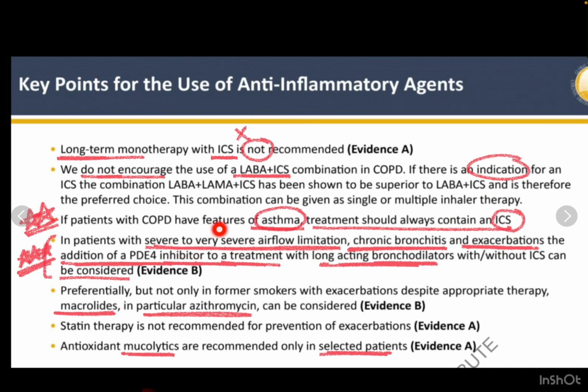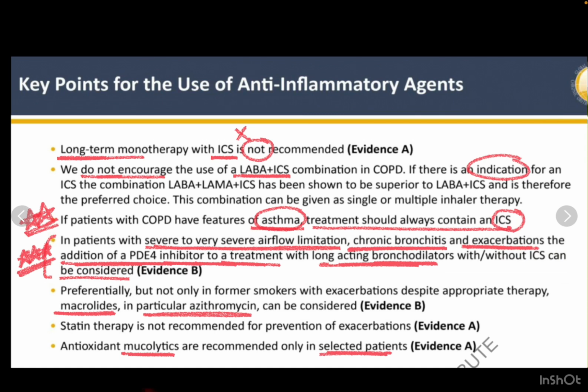In a patient with severe to very severe airflow limitation, meaning post-bronchodilator FEV1 is less than 50, and the patient has chronic bronchitis and exacerbations, then addition of a phosphodiesterase-4 inhibitor like roflumilast to a long-acting bronchodilator, with or without ICS, should be considered. So we have discussed it a lot of times.